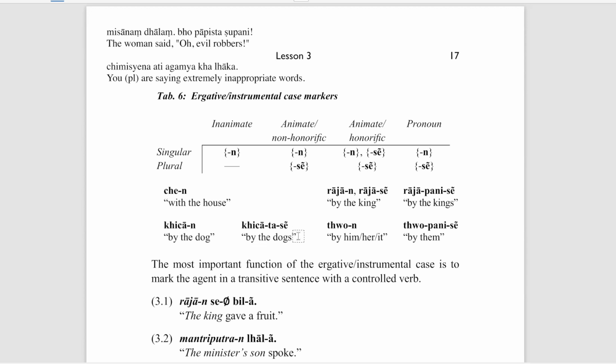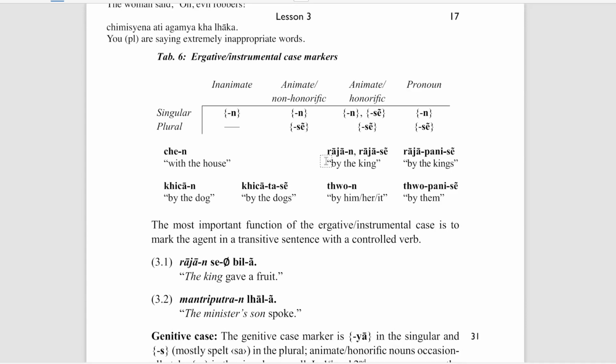And here if we want to have the plural in the ergative sense, we first turn kija, the dog, into the plural kijada or kijado, and then we add the plural ergative marker to it, so it becomes kijada sen. Now if you want to say by children, then that will be mojada sen. And then we have the king, Rajana, or Rajasen.